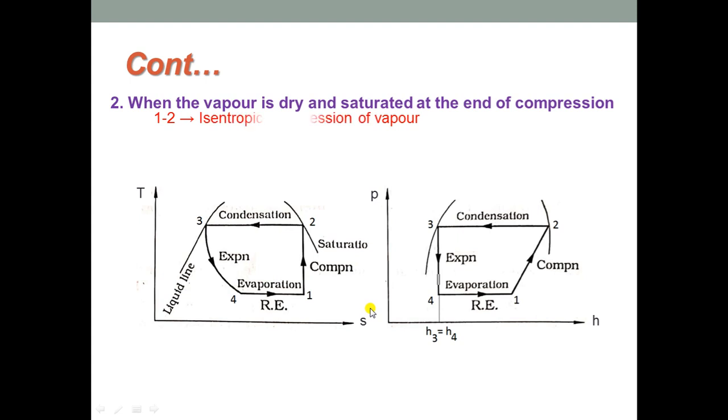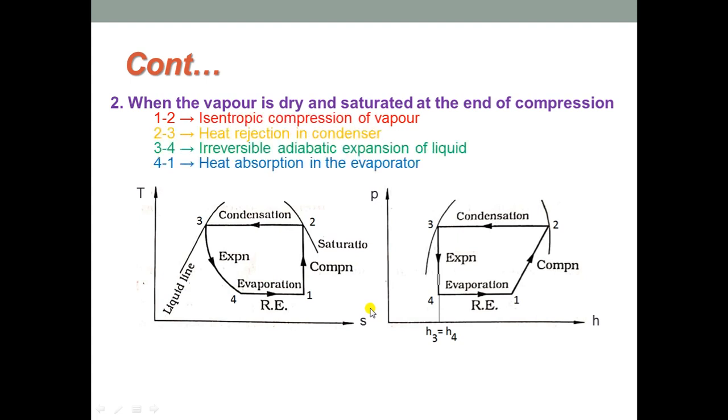So, here also we have a total of 4 processes we can identify. The first process is from 1 to 2, which is an isentropic compression process. So, vapor is compressed from point 1 to 2 in the compressor, and heat rejection takes place from point 2 to 3, where heat is rejected with the help of a condenser to the surrounding, and from point 3 to 4 we are going to have irreversible adiabatic expansion in a throttling device, and from point 4 to 1 is the refrigeration effect taking place in an evaporating coil, and heat is absorbed by the evaporator from point 4 to 1.